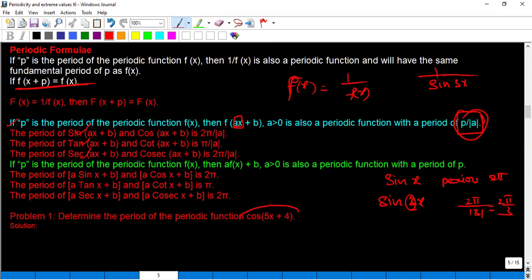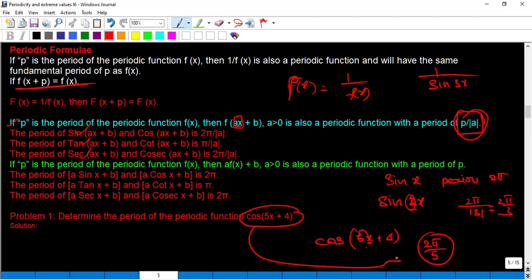Then what do you tell about this? I have cos 5x plus 4. This is the angle. We will think only about the x coefficient here. Meaning the angle's coefficient is 5 here. That's why we know that cos function's period is 2 pi divided by mod 5, which is 5. So this particular function's period is 2 pi by 5.